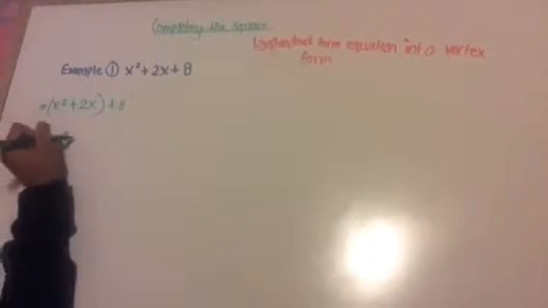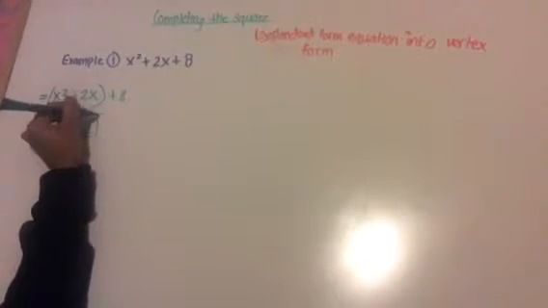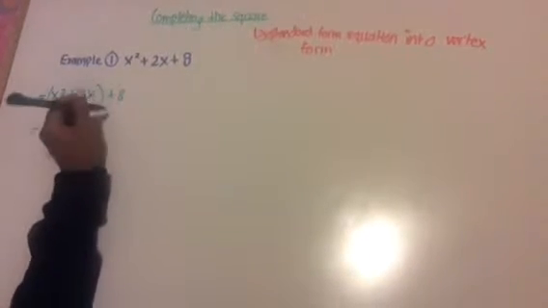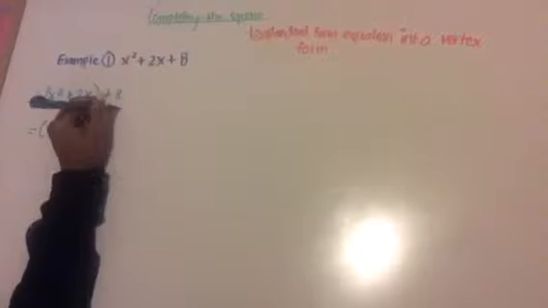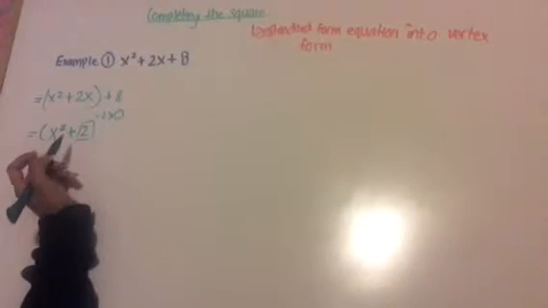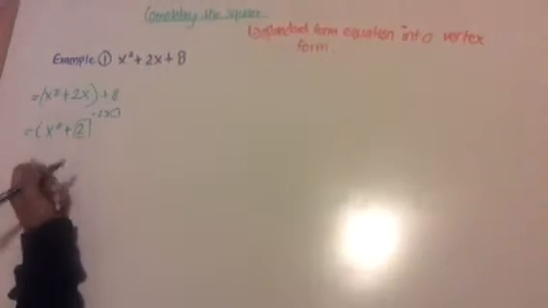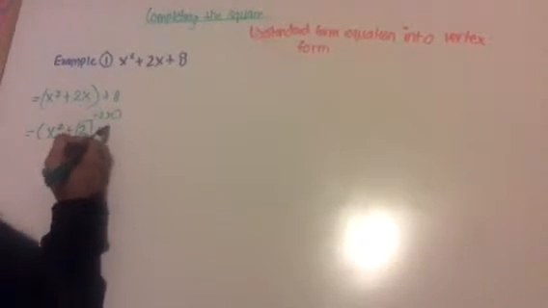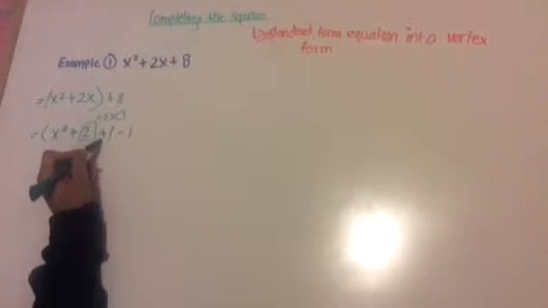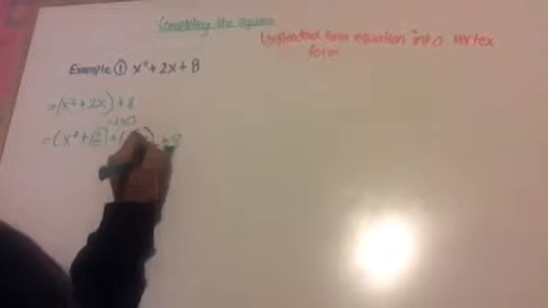To complete the square, all you have to do is divide this by 2 and square whatever the number is. So 2 divided by 2 is going to be 1, and when you square 1, it's still 1. So we add a positive 1 and a negative 1, then close the bracket and bring down the 8.